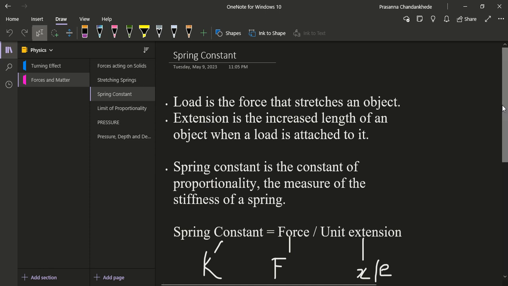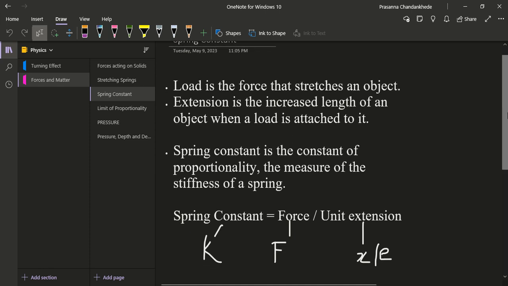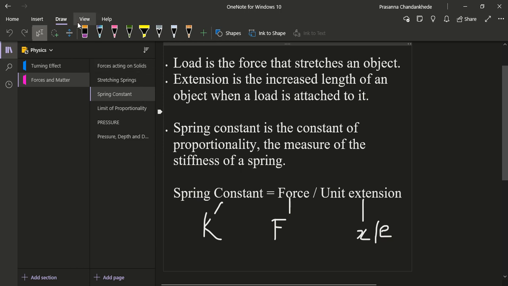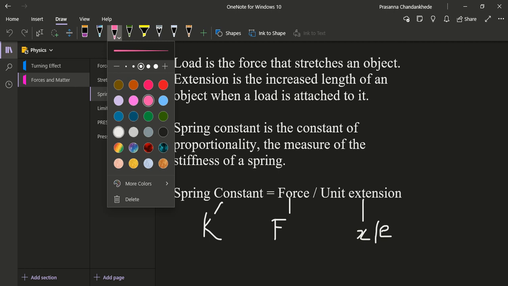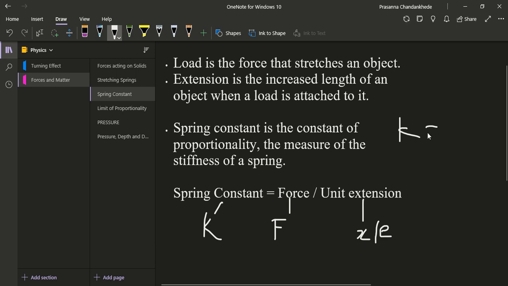Next, spring constant is the constant of proportionality. It is the measure of the stiffness of a spring. So we have a formula for that, which is spring constant is force over extension. Instead of remembering the whole thing, just remember k equals F over x. In your IGCSE textbook, extension is represented using either x or e, but it's still the same thing. Let me write e.